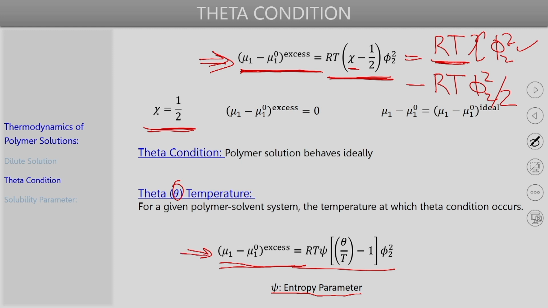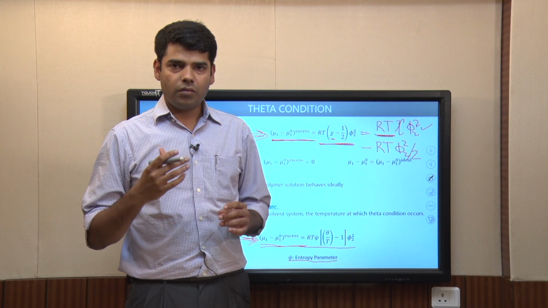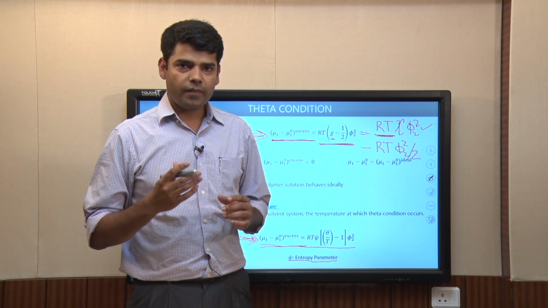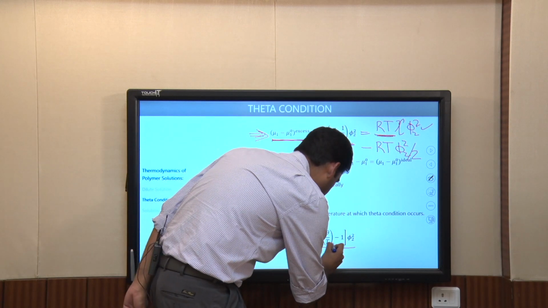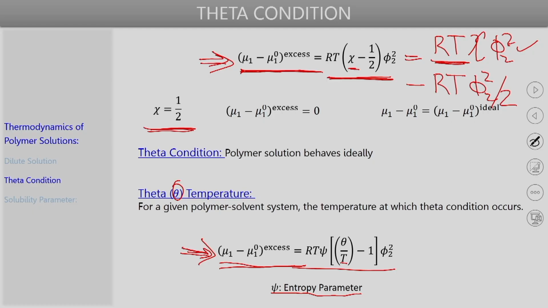Similarly, if we look at the other equation, in terms of the theta temperature for the excess chemical potential difference, there the value of this theta temperature with respect to T matters. Whatever temperature we are at and whatever the theta temperature of the particular polymer solvent system is, that will dictate whether the mu 1 minus mu 1 naught excess will be negative or positive. Okay. So, let us take a look at that.